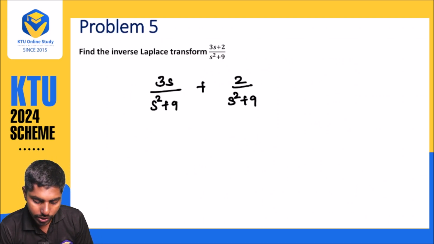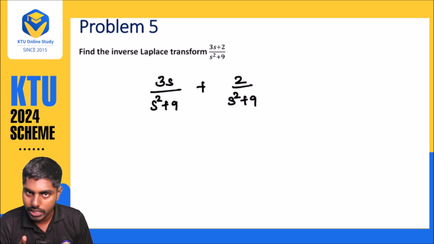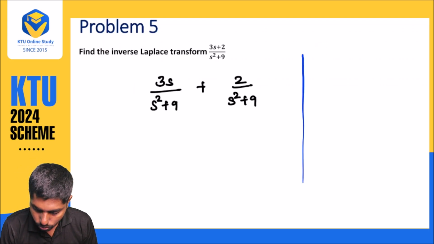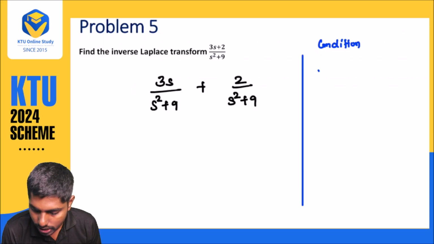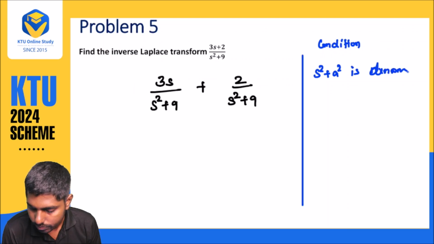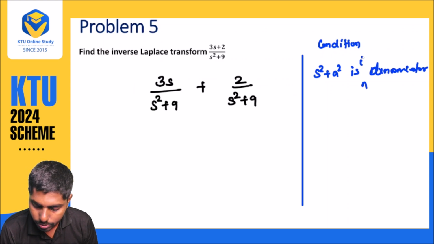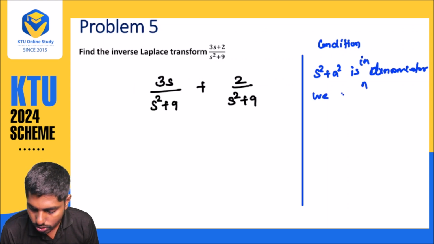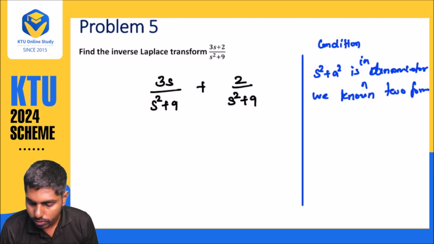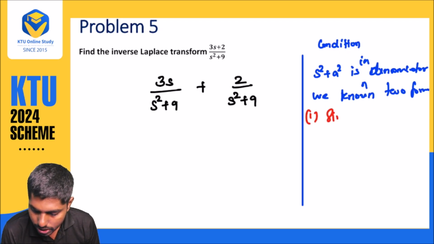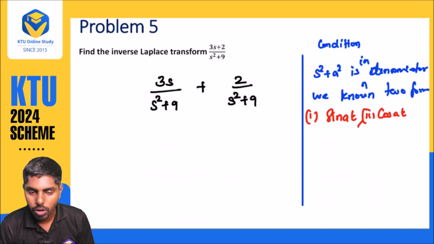Now you should observe. See, what is the thing they have given? x square plus 9 they have given. We know the condition. Just recollect the condition of Laplace transform. If x square plus a square is in the denominator, we know two formulas. What are the formulas? First formula, it may be sine at, and second one is cos at. These are the two formulas we know.